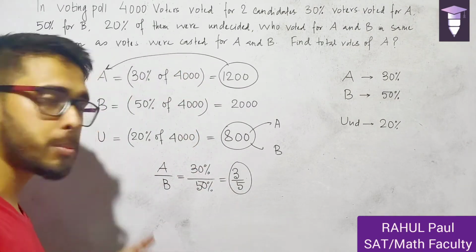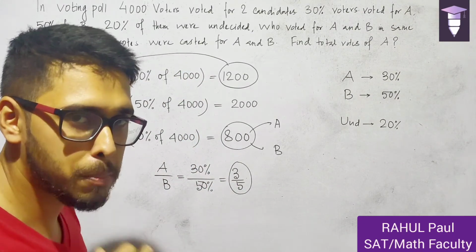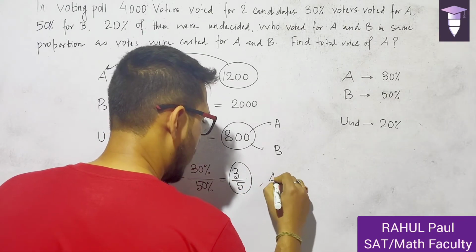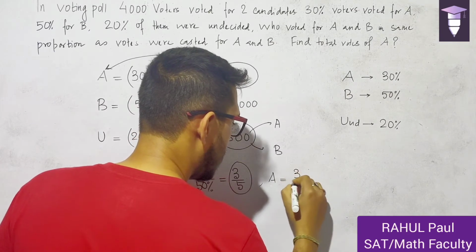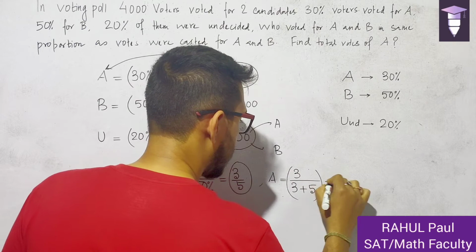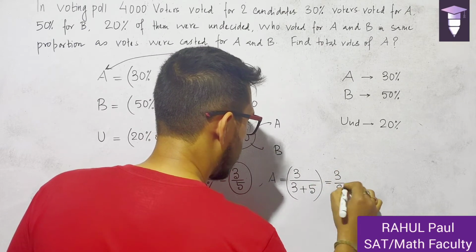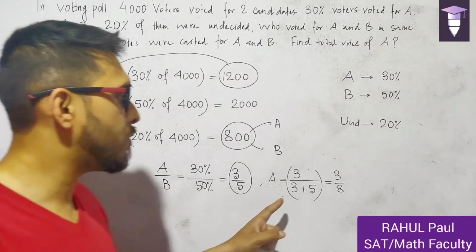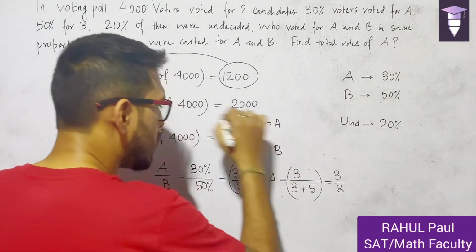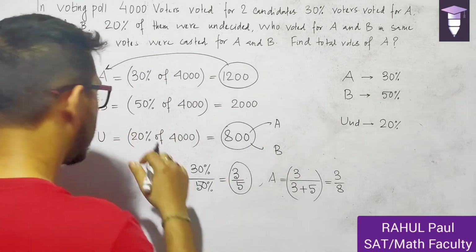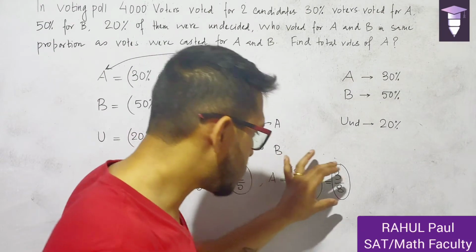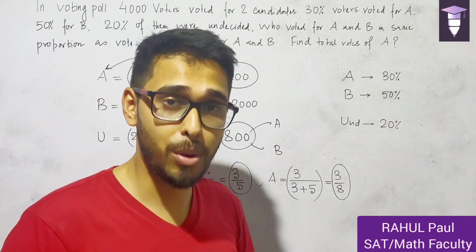Now out of this proportion, what is the proportion of A? What is the part of A getting the votes? So from here I can find that the part of A getting the votes will be 3 over 3 plus 5. That means it will be 3 over 8. So the part of A getting the votes is 3 over 8, and the total number of voters are 800 now, because this part is meant for the undecided one. So that means this part of 800 are voting for A.